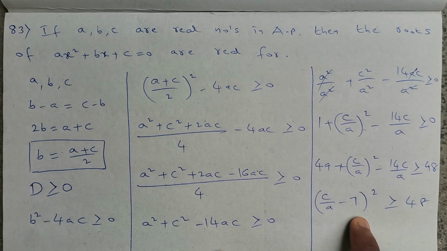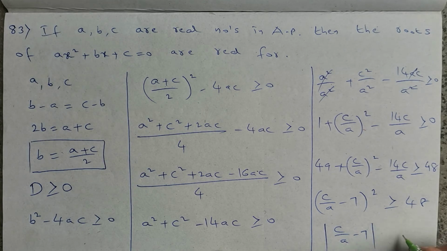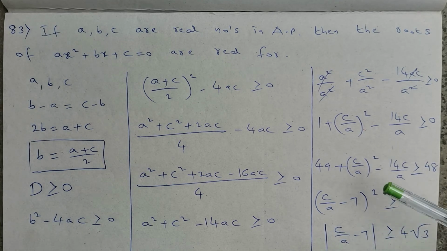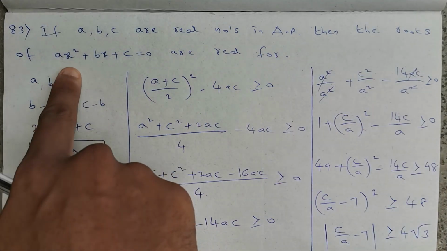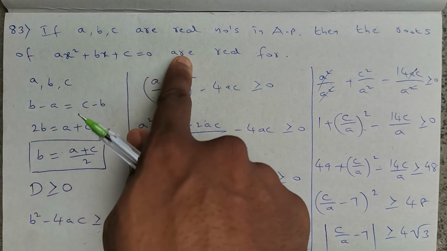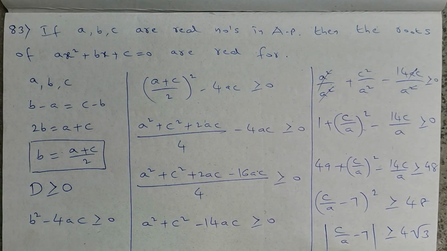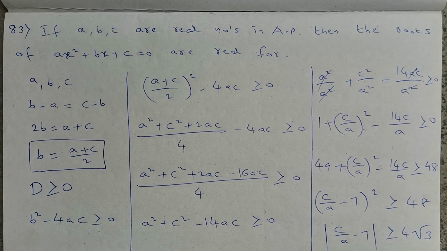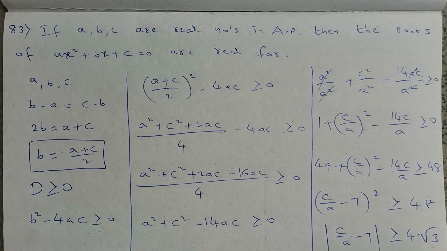So (c by a minus 7) whole square can be written as modulus of c by a minus 7, which is greater than or equal to 4 root 3. Here a square root is there, so I am simply removing the square root. Square root of 48 is nothing but 4 root 3. So the roots of x square plus bx plus c equals 0 are real for modulus of c by a minus 7 greater than or equal to 4 root 3.